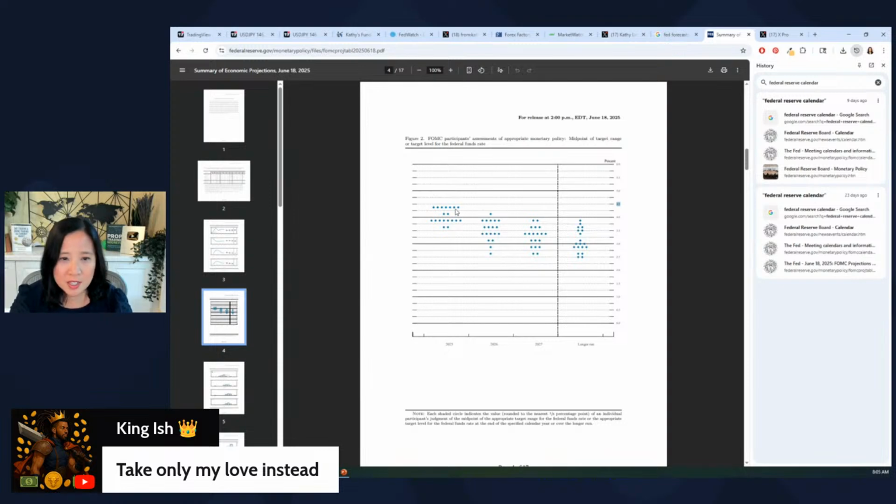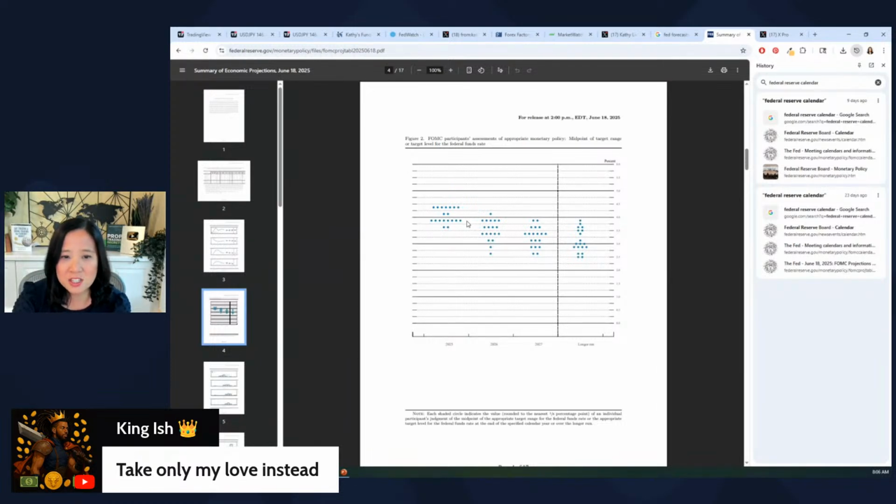So we basically have most of the dots somewhere between here and here. Right now, interest rates are between 4.25% and 4.5%. The market was pricing in 2 interest rate cuts for 2025, and most of the dots are actually over here. 1, 2, 3, 4, 5, 6, 7, 8.